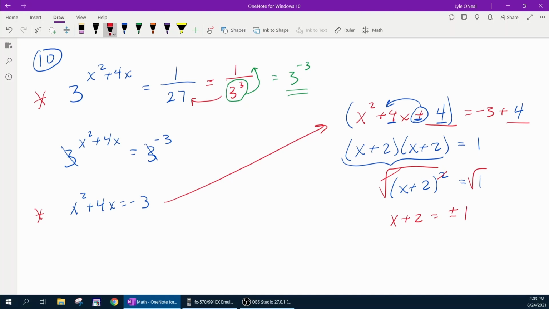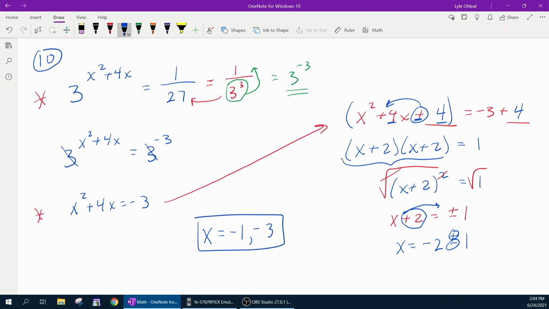Remember, anytime you take the square root of both sides, you get a plus or minus answer. And last but not least, we're going to bring the plus 2 over. That's going to make it minus 2 plus or minus 1. And then we need to do the plus and the minus separately. So, final answer, x equals negative 2 plus 1 is negative 1. And x equals negative 2 minus 1, which is negative 3. So this equation actually gets 2 solutions.